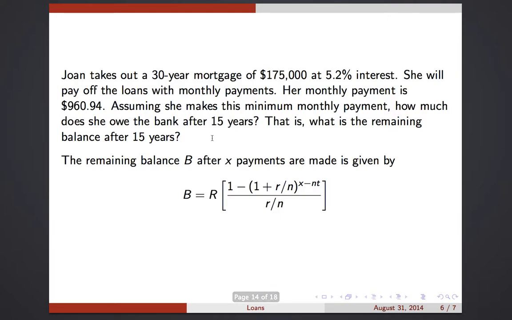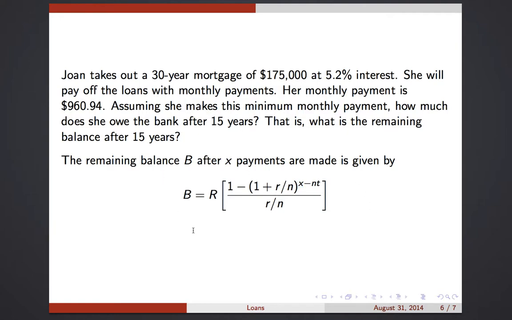One thing you could do is use the remaining balance formula. Here's a formula that will tell you how much you owe after a certain number of payments. Capital B here stands for the remaining balance, which is synonymous with how much you still owe. All the other letters mean the same thing, except notice there's a new letter here, X. X represents the number of payments you've made. So 15 years into this loan, she's made 180 payments. That's what you would substitute in for X. If you cared about the remaining balance after 1 year, then she's made 12 payments, and 12 is what you would substitute in for X, etc.